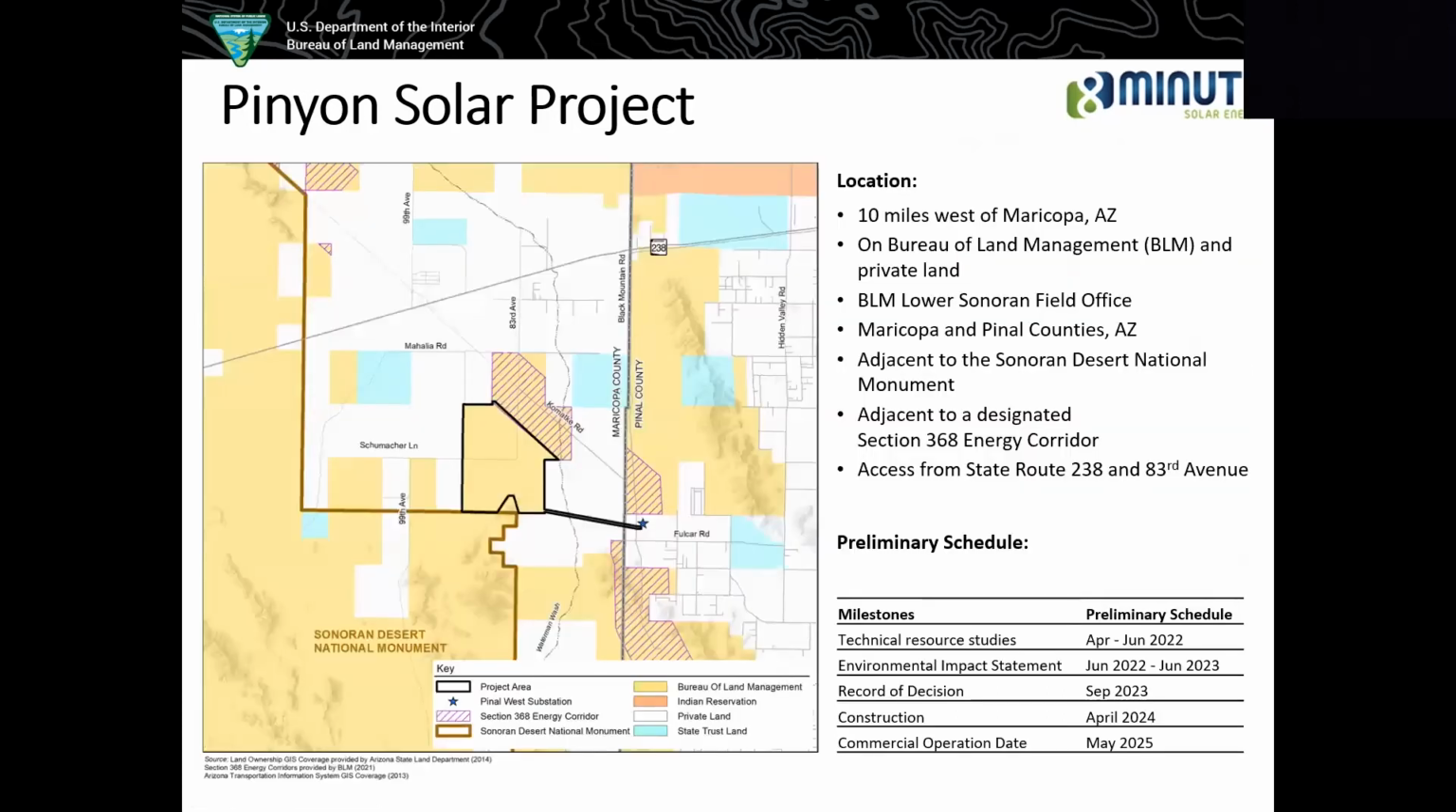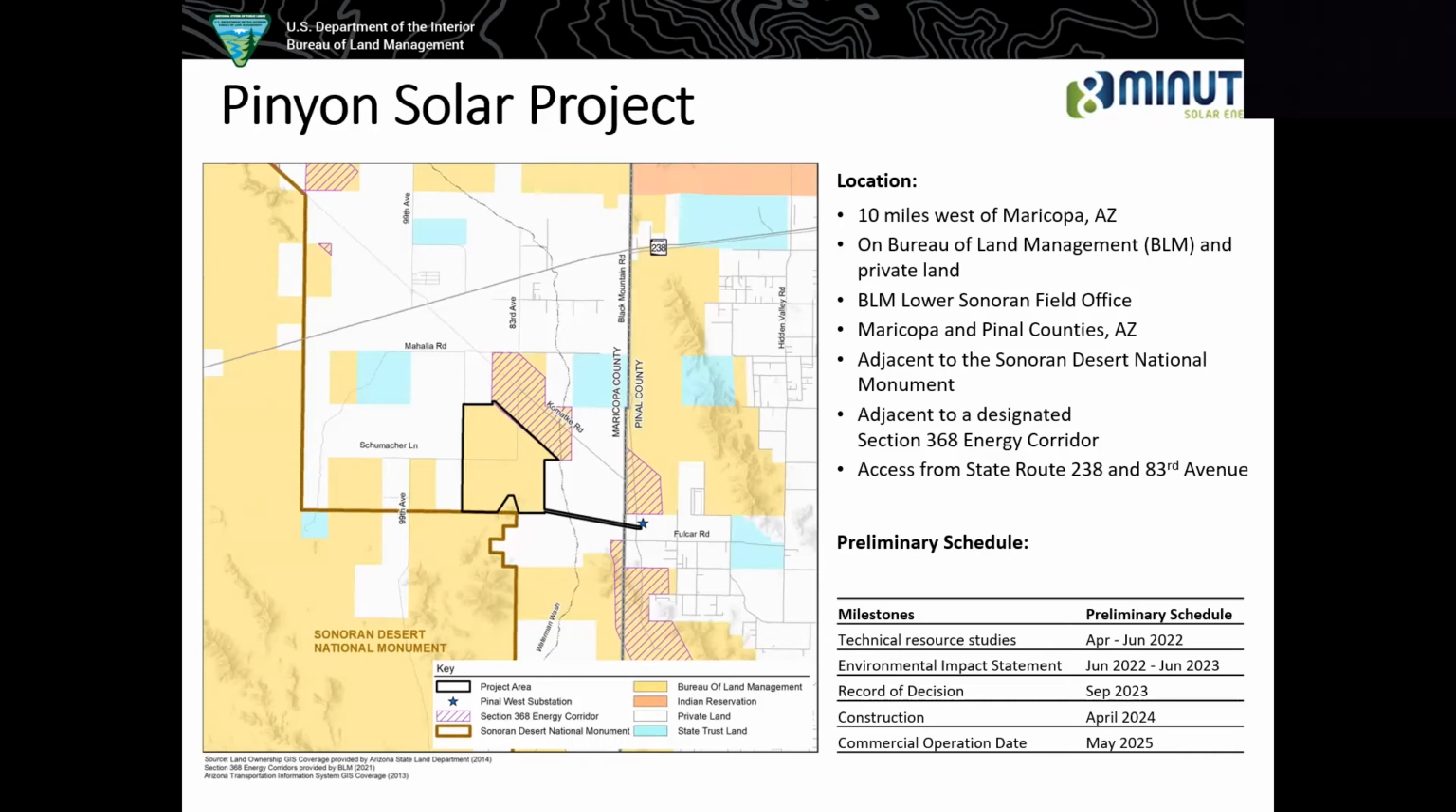So next slide, a little more detail. General location of the project is 10 miles west of Maricopa. I mentioned it's the solar PV facility and energy storage would be entirely on Bureau of Land Management lands. The field office that this location is within is the Lower Sonoran field office.